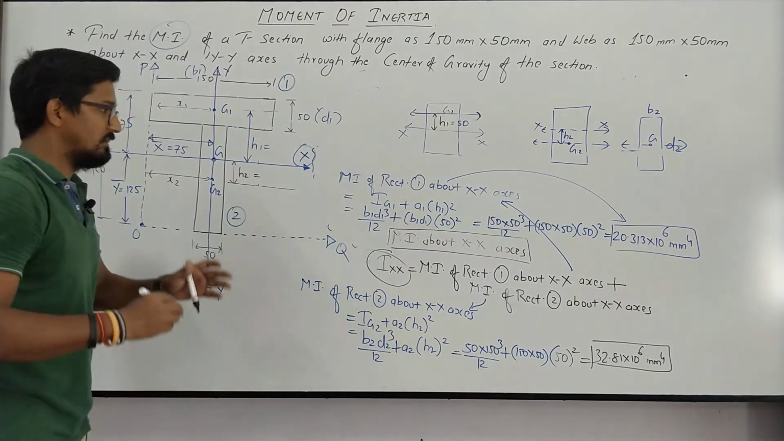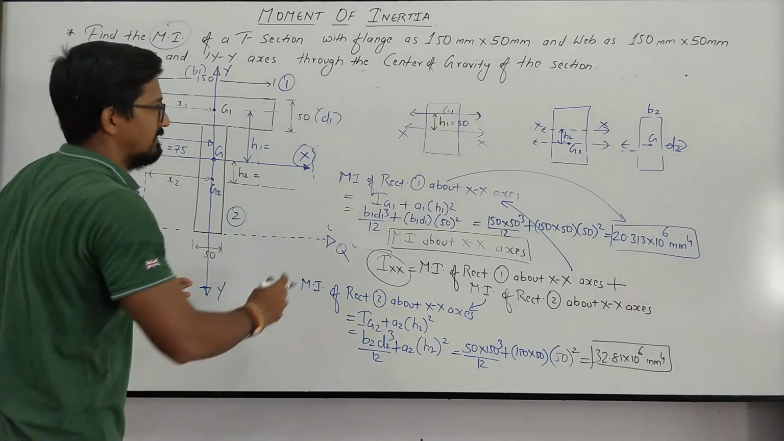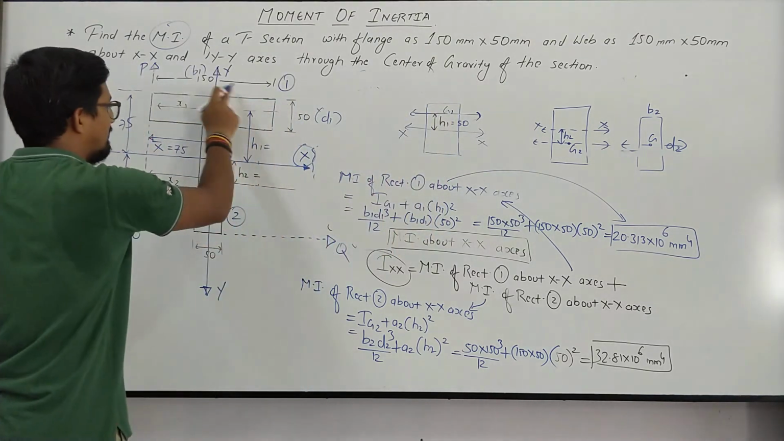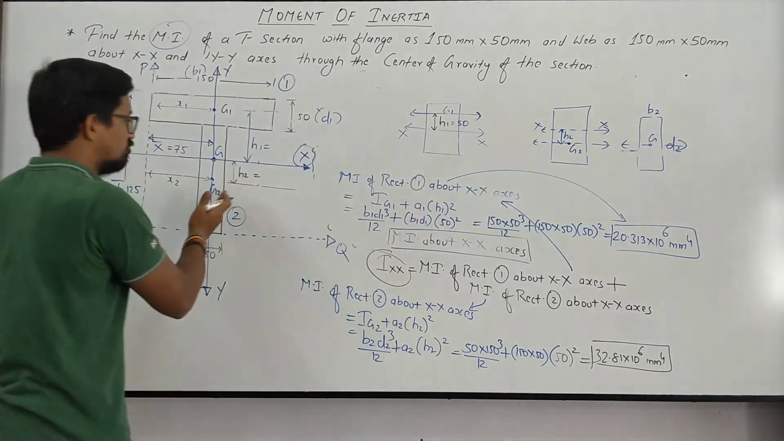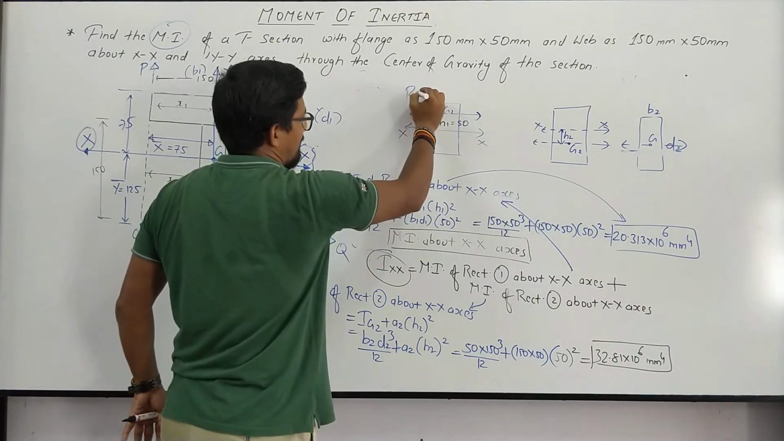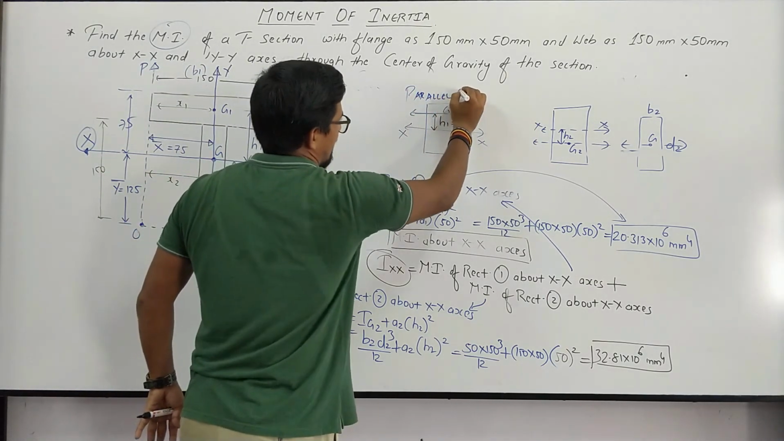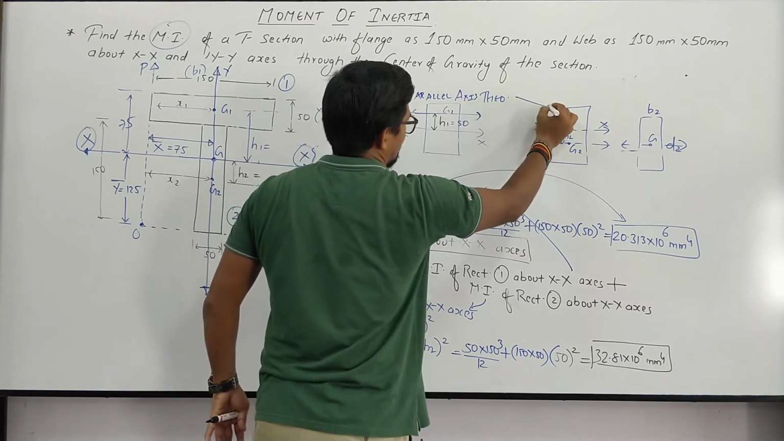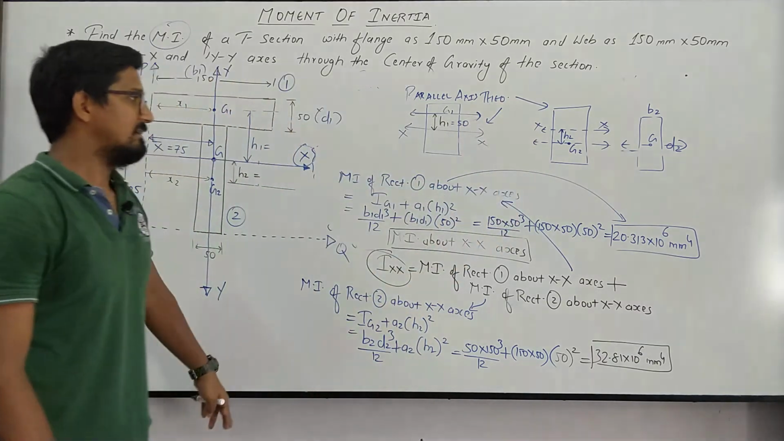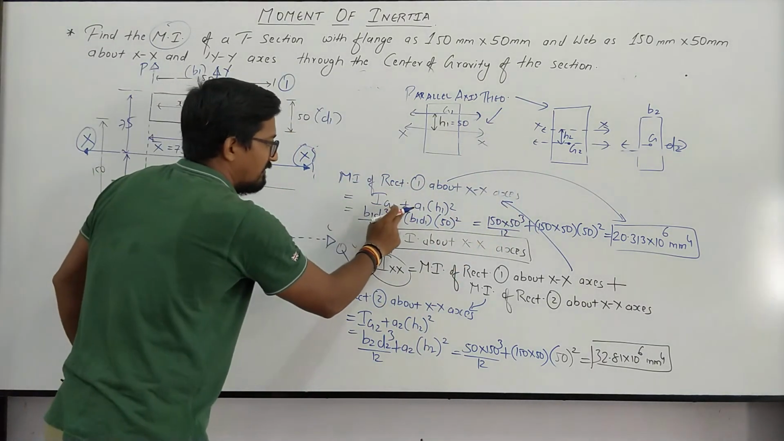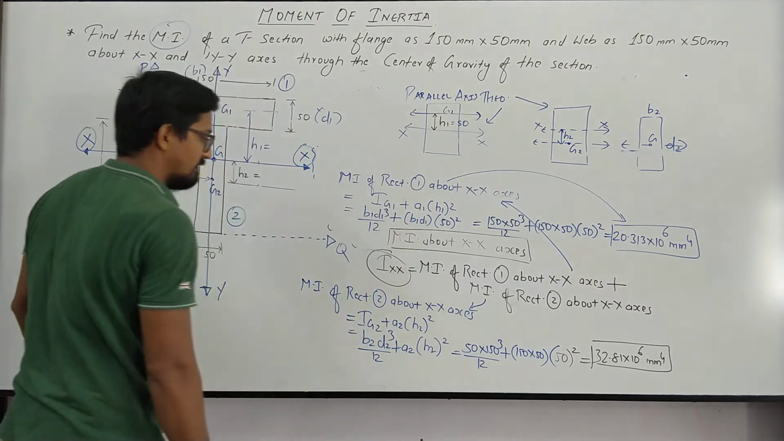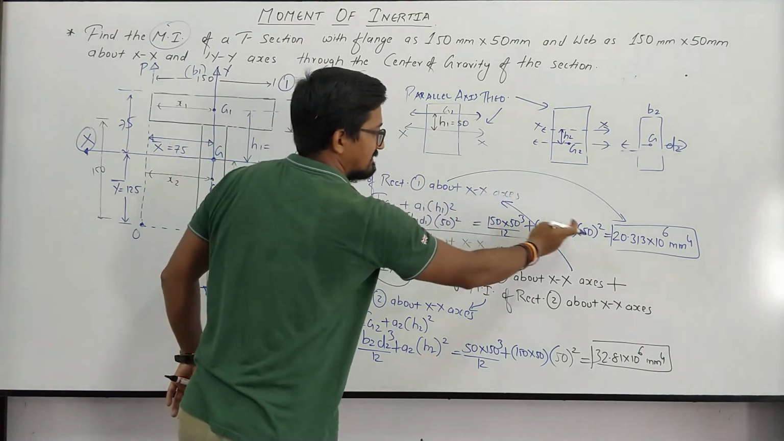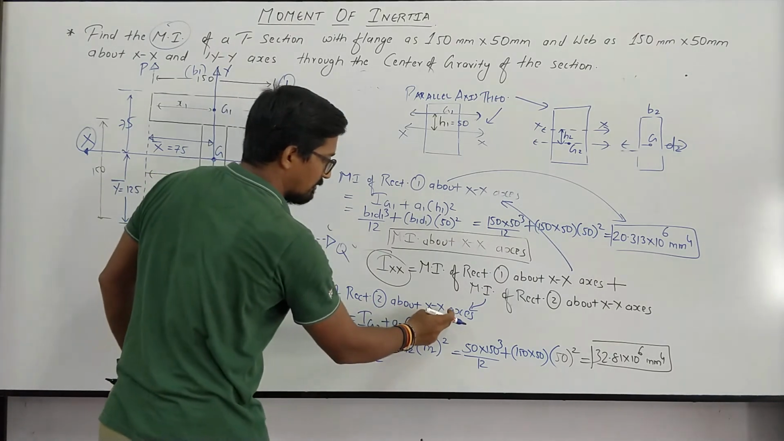So you got it, how we use the parallel axis theorem. Keep these two diagrams in mind. This was for rectangle 1 and this is for rectangle 2. I have shown here how the parallel axis theorem is applied. In both cases it is applied like this, correct? And the formula is written here, Ig1 plus A1 h1 square, Ig2 plus A2 h2 square. So we got the moment of inertia of rectangle 1 about xx axis and of rectangle 2 about xx axis.